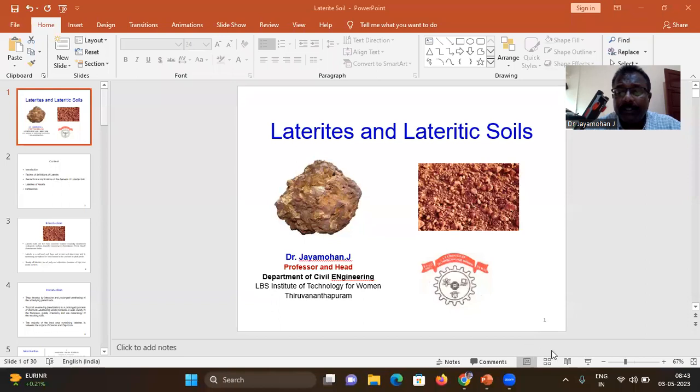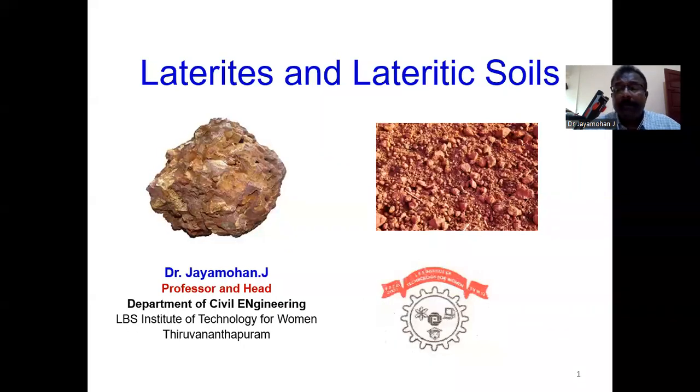So today we will be discussing a few aspects about laterite soils. So I'll share the PPT. So we'll discuss certain aspects about laterites and lateritic soils.